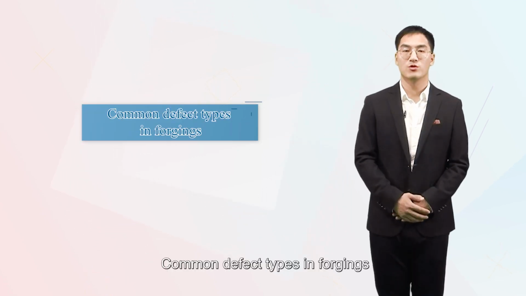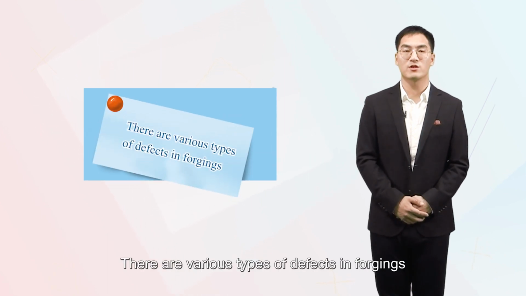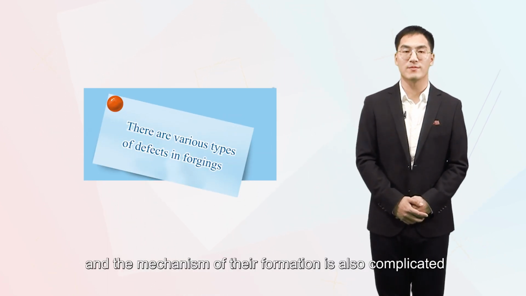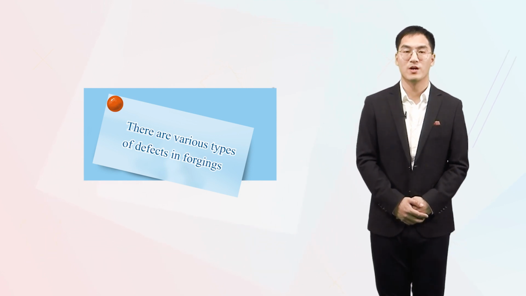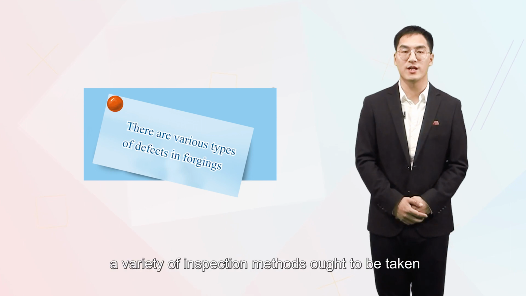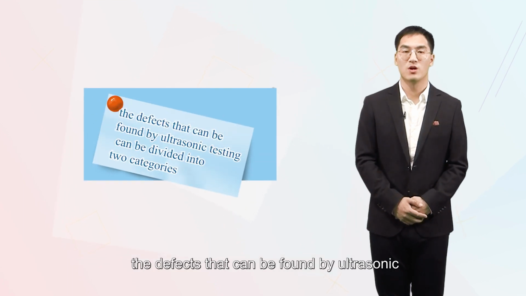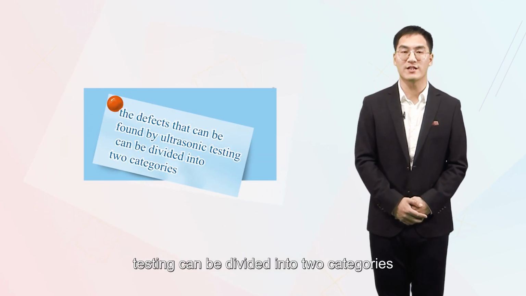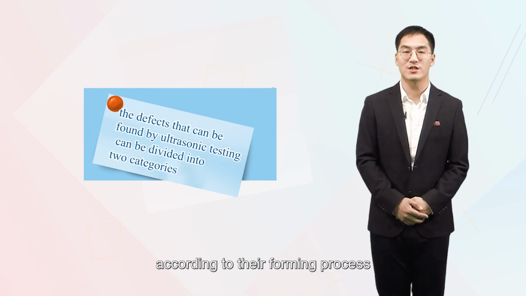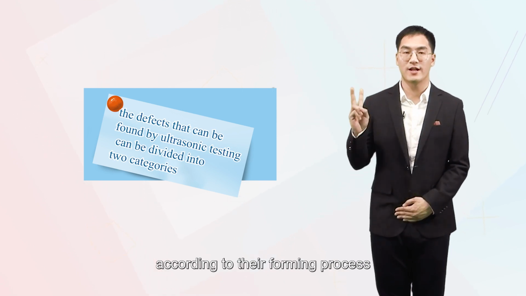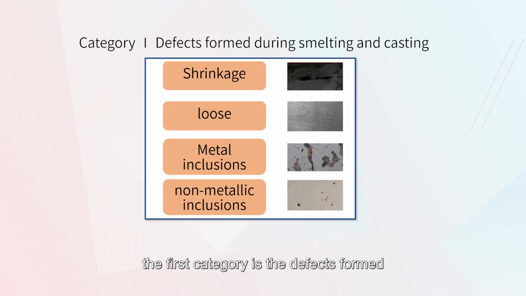2. Common defect types in forgings. There are various types of defects in forgings, and the mechanism of their formation is also complicated. To fully find these defects, a variety of inspection methods ought to be taken. Among them, the defects that can be found by ultrasonic testing can be divided into two categories according to their forming process. The first category is the defects formed in the smelting and casting.